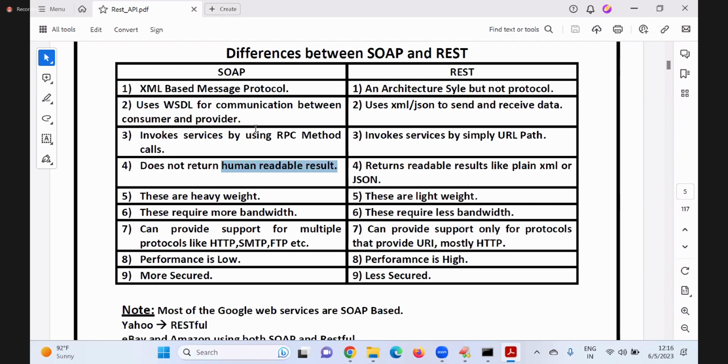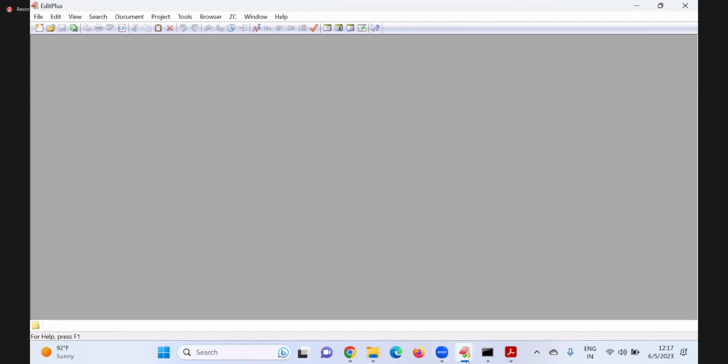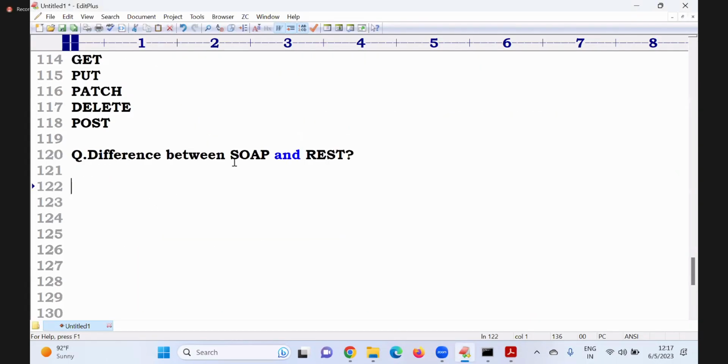RPC, that is one type of method in SOAP. We are using CRUD operations with HTTP verbs. In that, there are some methods in SOAP. Suppose in REST, whatever methods we are using, check it. Based on this, they are using some RPC methods. Yes, this is the difference. Next, they are using RPC methods.